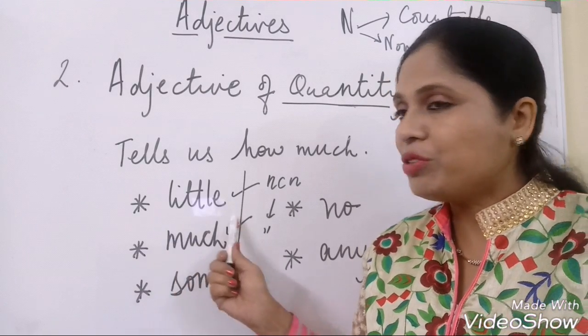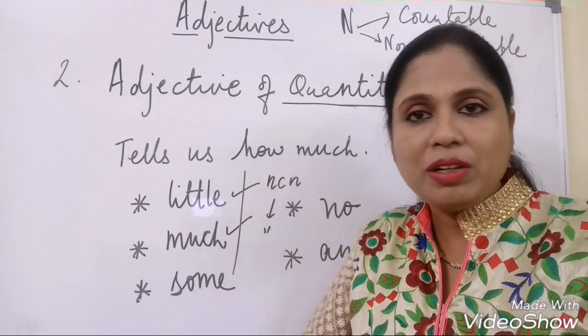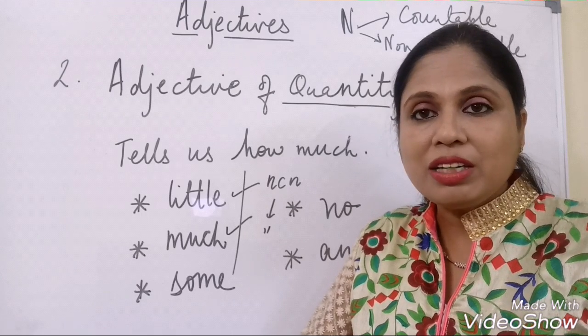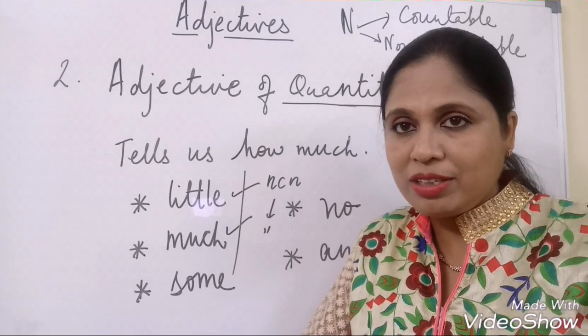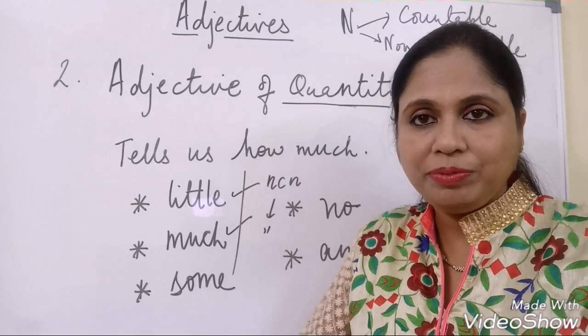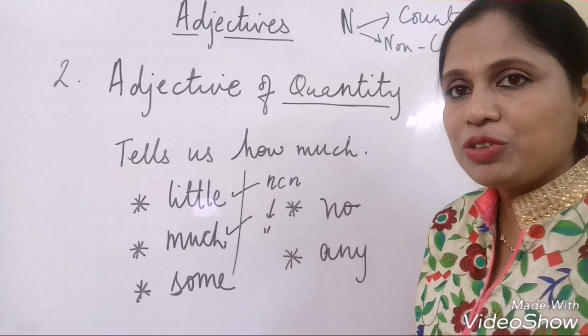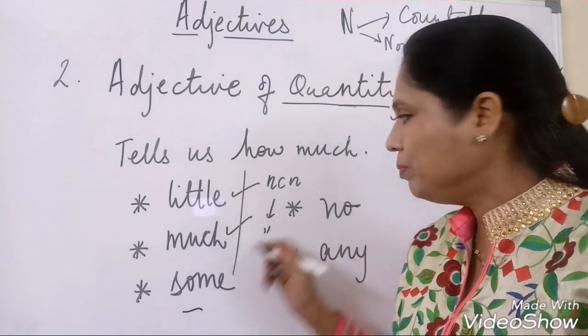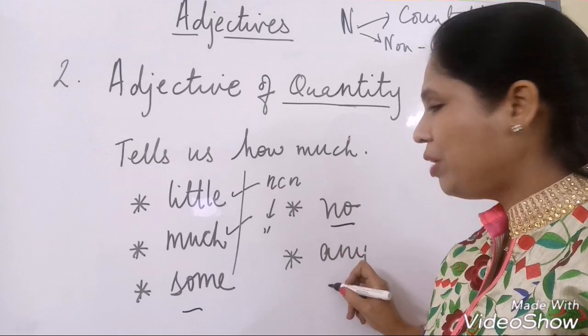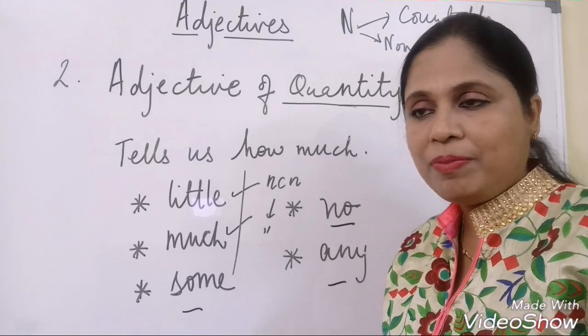Now I can't make use of these words for a countable noun. For example, I can't say give me little pens. It's wrong to say. Or give me much sticks. It's wrong to say. There are some other words also which are used for expressing quantity. That is some, no, any, etc.